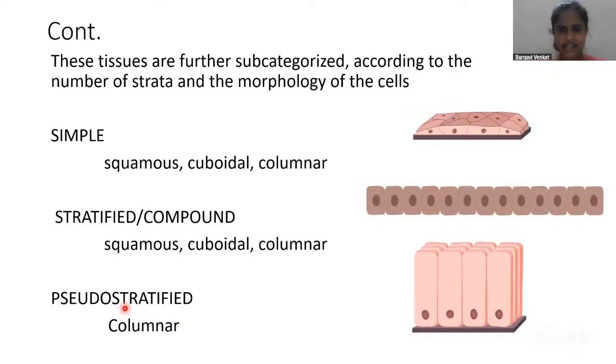Under each category, like simple, stratified and pseudostratified, you're going to have three classifications depending upon the shape. So be it simple or stratified, you're going to have one of these three types of cells: squamous, cuboidal, or columnar. Only these three types of cells will be seen in your epithelium.